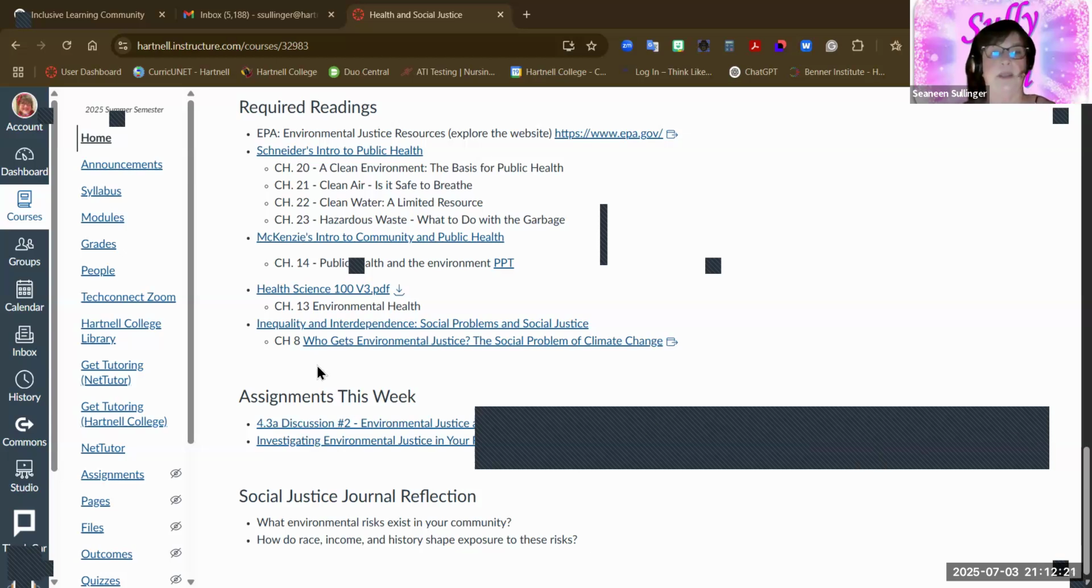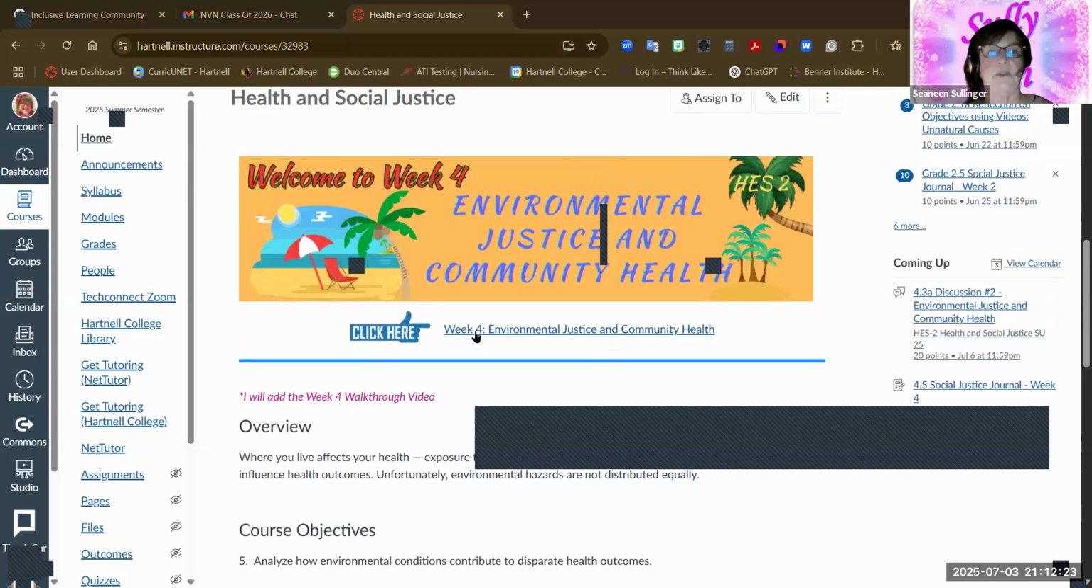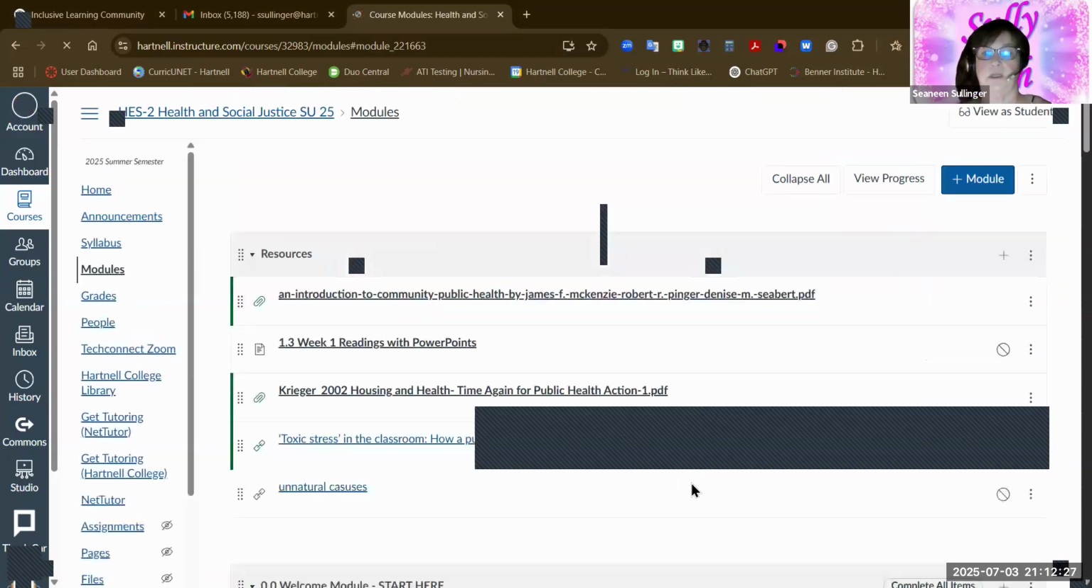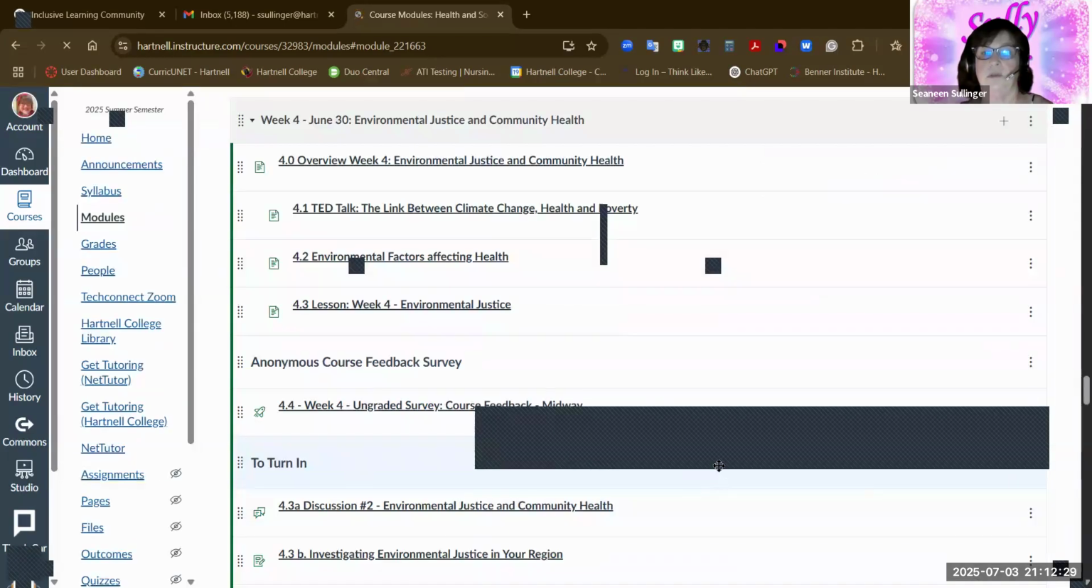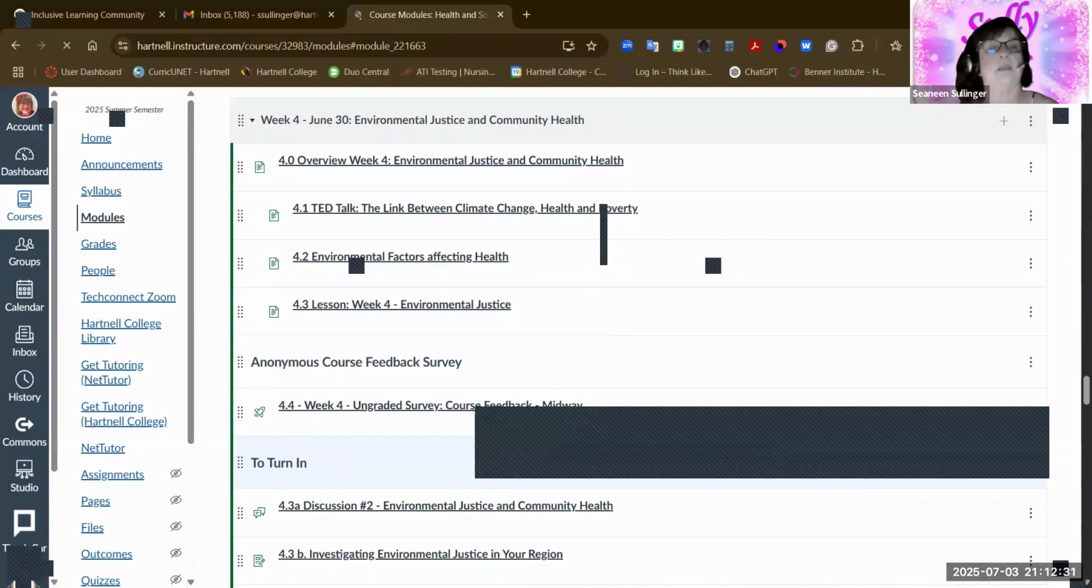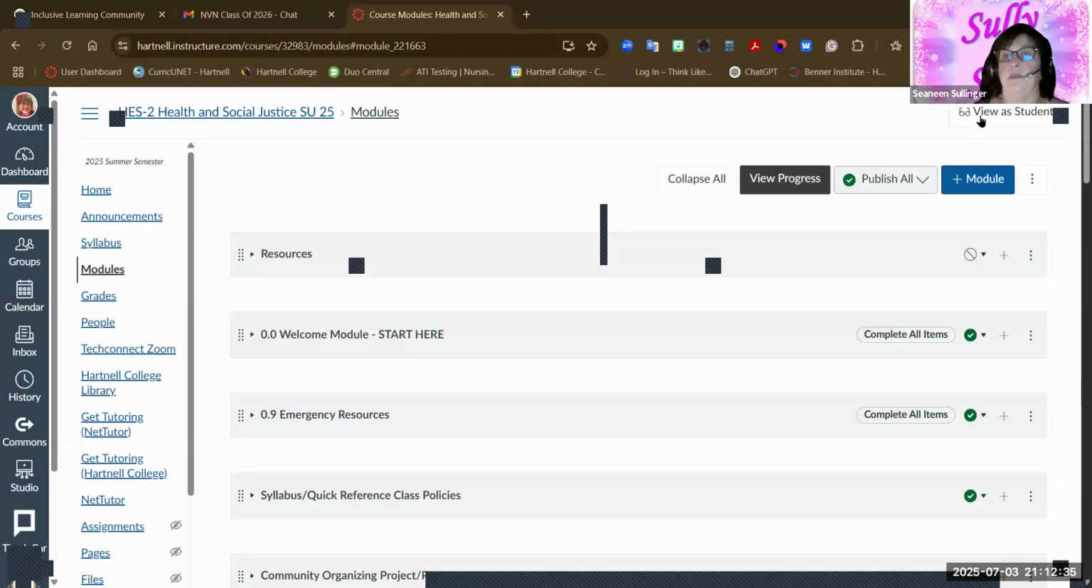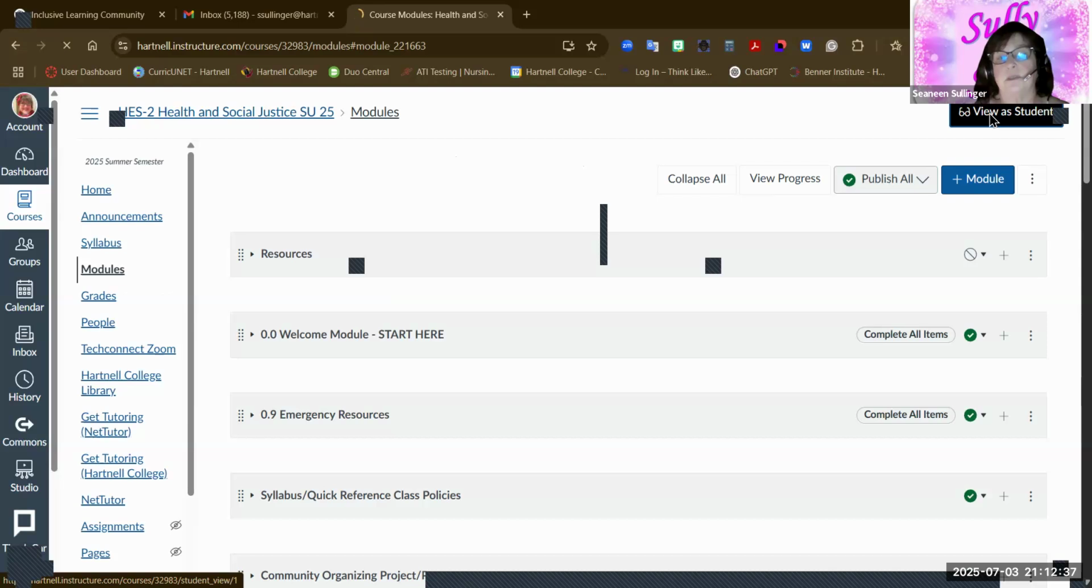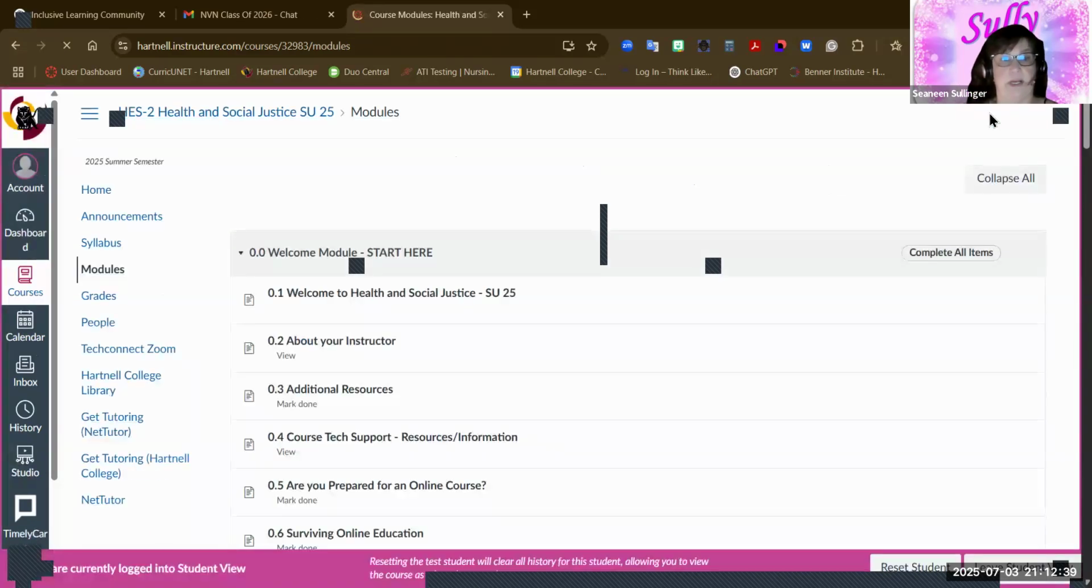So let us go ahead and go to the module for the week. This will take us to the week 4 module. Let me move this back down here. And so it is published. Let me go to the view as student, so I could see it. You can see it how you see it.